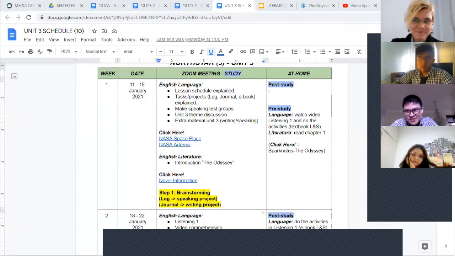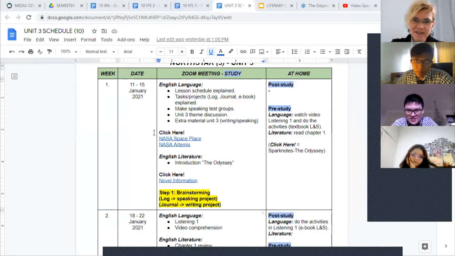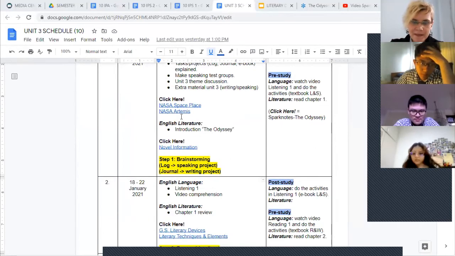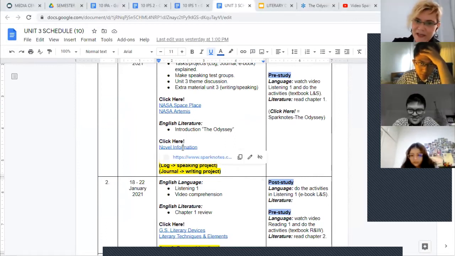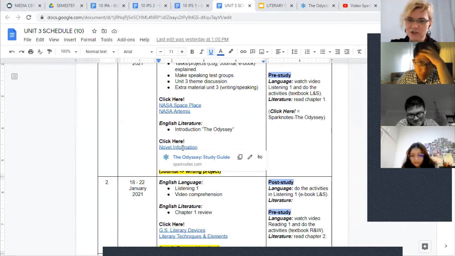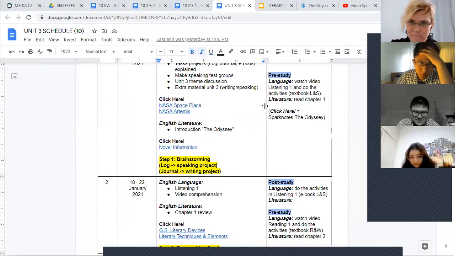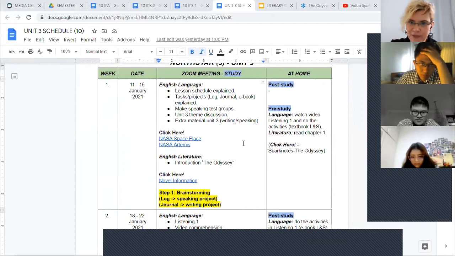So if we look here, last week we were supposed to look at literature. This one is language, and this is literature. So we look here: the introduction of the Odyssey. We didn't do that. You were at home, sound asleep at this time last week. So click here, of course. Hello, important. That is the link for the SparkNotes study guide. We're going to look at that today, and you can use that for yourself also. We have no pre-study, but we have free study.